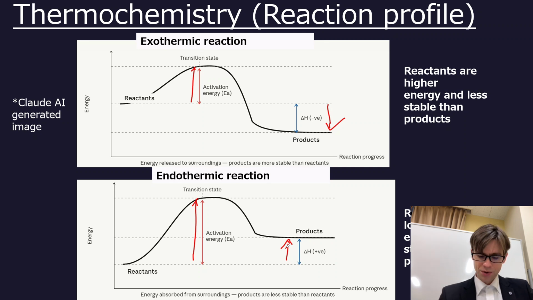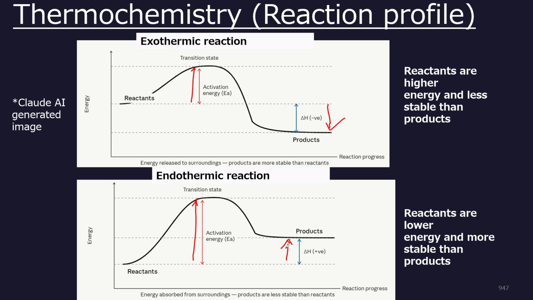So exothermic reactants are higher energy and less stable. Okay, anything higher on these graphs, higher energy, is less stable. Then in an endothermic reaction, the reactants are lower energy and more stable than the products. Very important.